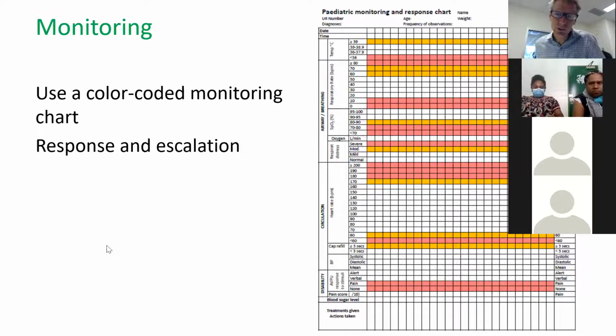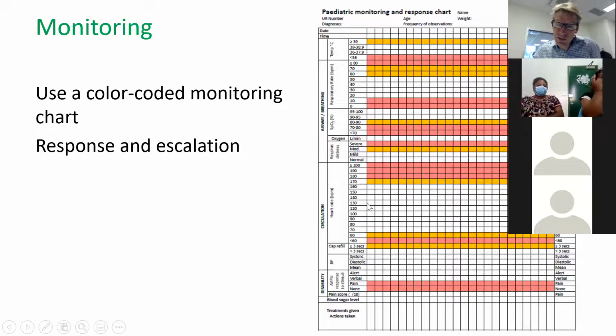As far as monitoring goes, I think we should all be using something like this, a color-coded monitoring chart, all right? And you can see this monitoring chart has the temperature, the respiratory rate, the oxygen saturation, signs of respiratory distress, the amount of oxygen the child's receiving, the heart rate, the capillary refill, the blood pressure, the AVPU score, the alert, verbal, pain, or none response, not the GCS, but the AVPU score. It's a bit easier to fit on a chart. Their pain score, the blood sugar level, and any treatments that are given.